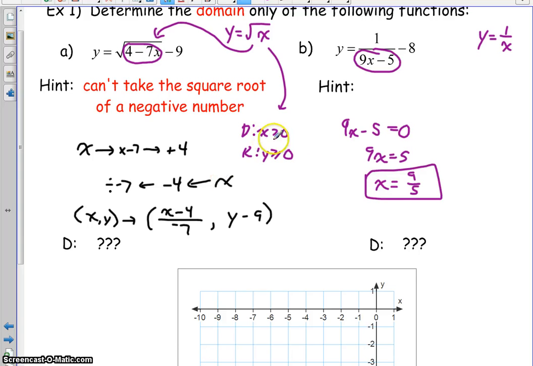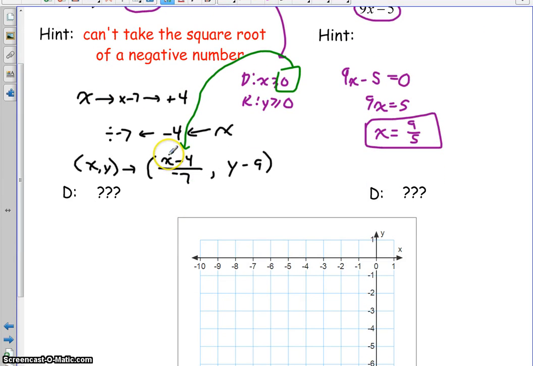So now, let's take this x is greater than or equal to 0. More importantly, let's take the 0 from there, and sub the 0 into the mapping rule. Let's see what happens to it algebraically. So we take 0, we subtract 4, which gives us -4, then we divide by -7. So that tells me that my 0 moved to +4 over 7. Okay, so that will be my new boundary for my domain.